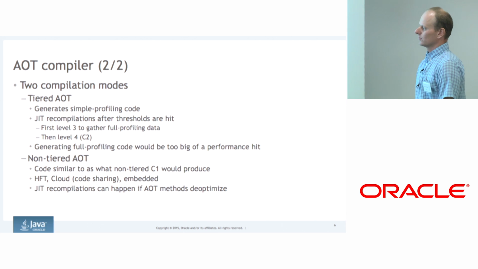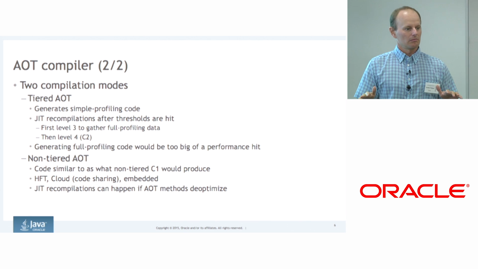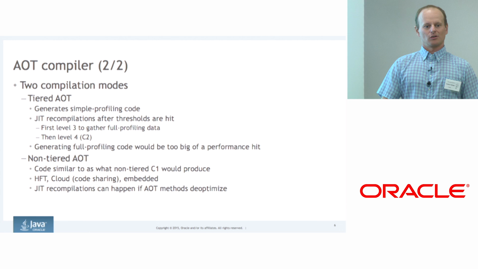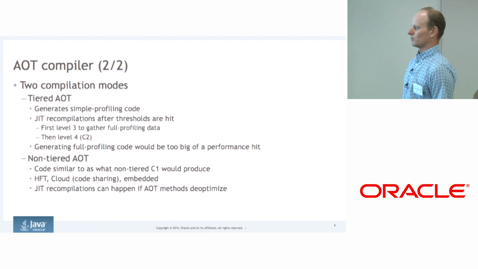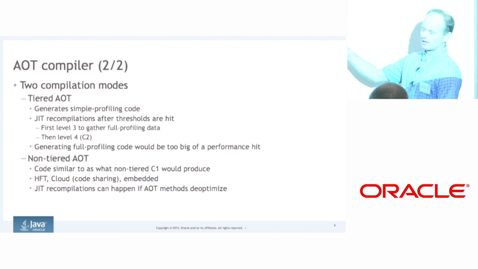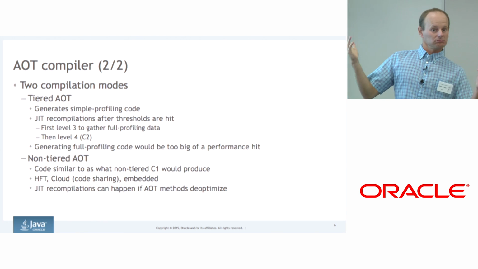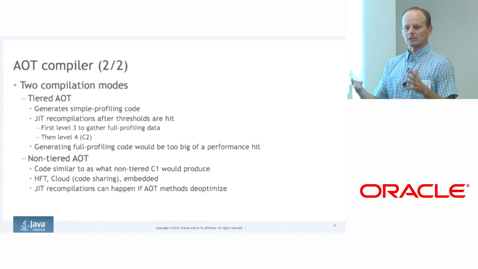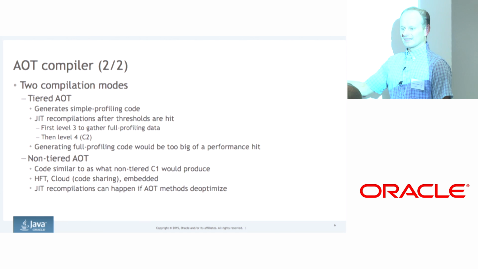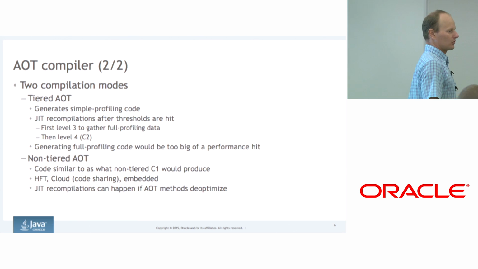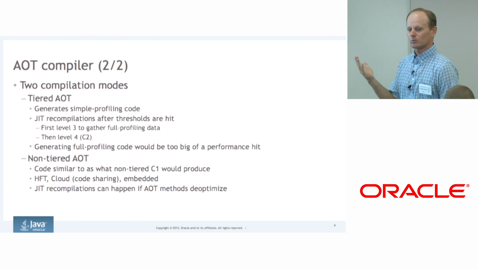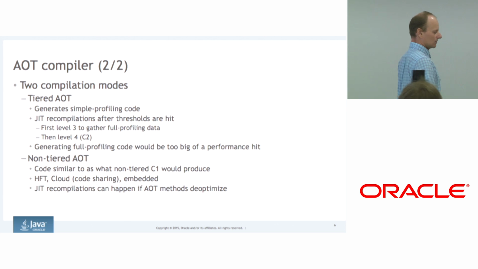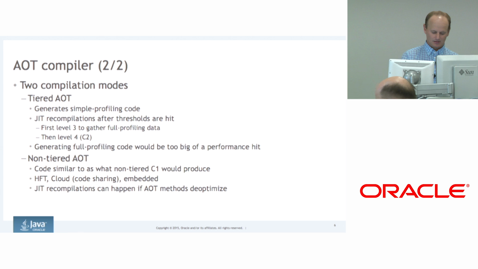And the non-tiered mode is where you're running on AOT code only. So no profiling's going on. It's basically what C1 would produce, right? You don't have too many uncommon traps, you try to compile all the paths and you run on that. And that's interesting for high-frequency trading, for cloud, because you can share code, and for embedded, where you can't, for example, JIT compile, or you're restricted by memory. JIT recompilations can happen if for some reason you hit an uncommon trap or de-optimize for whatever reason. We've seen that, so it happens. There are ways to get rid of that if you really can't do JIT compilations, but this is what you'll see later.